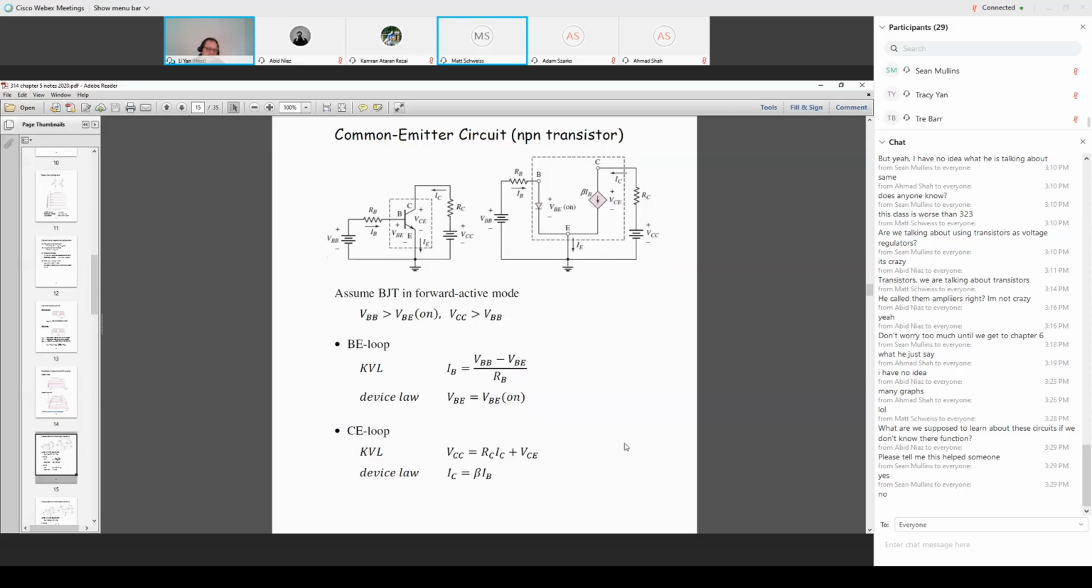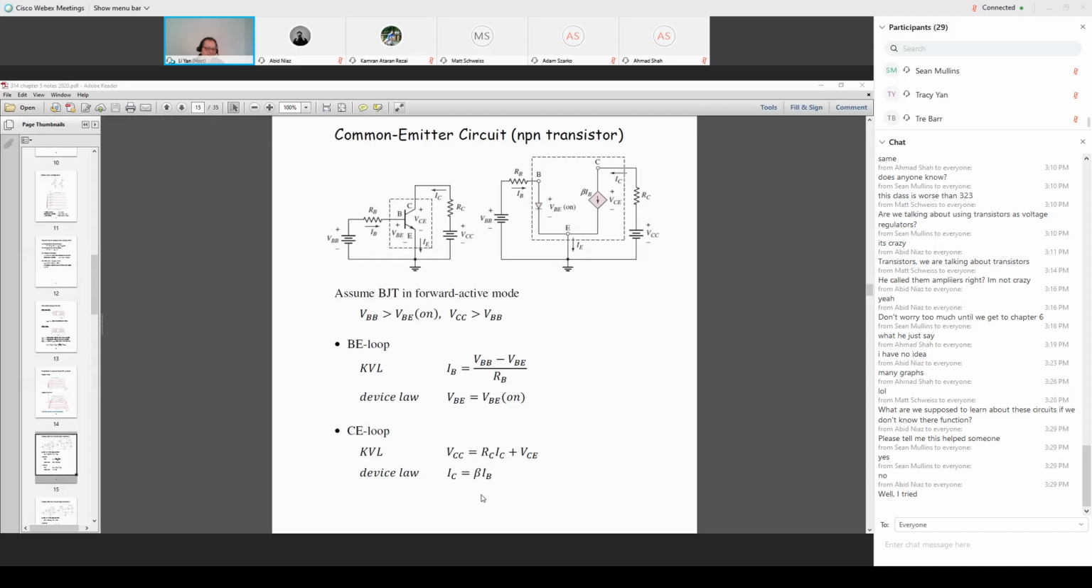Professor? Yes. Question on this page. Is the diagram saying that we can take this transistor and model it as a diode and a current source? Yes, that's exactly. I'm getting into that before I answer a previous student question. Similarly, how do we model the bipolar junction transistor? Okay, exactly.